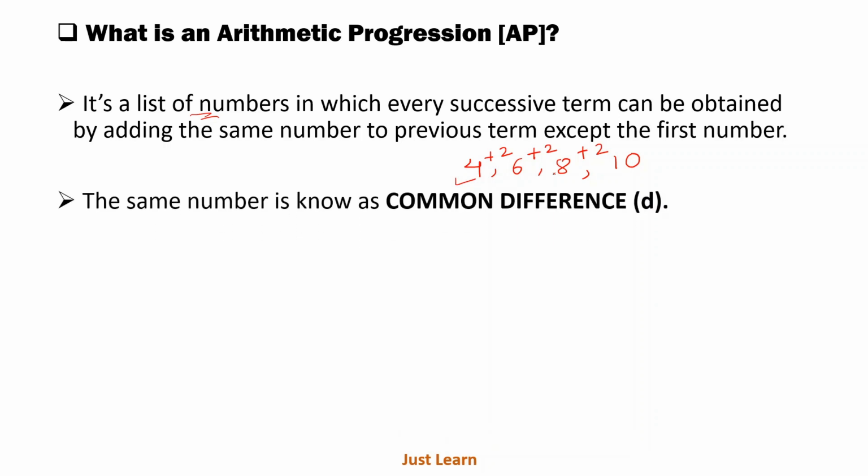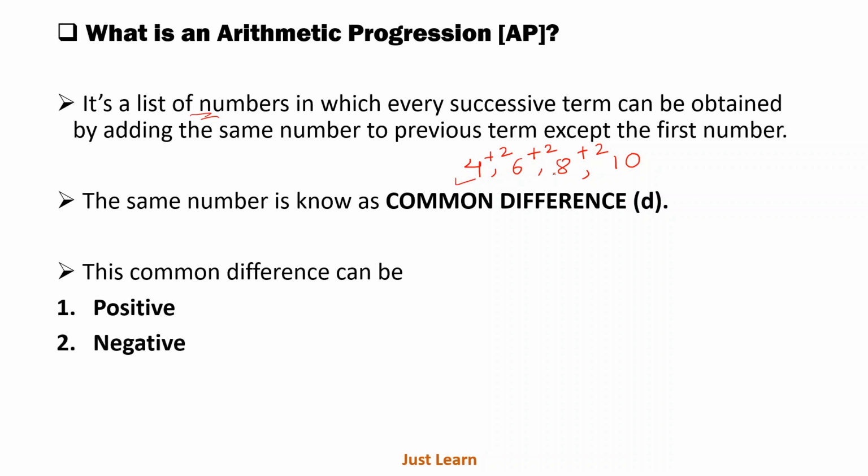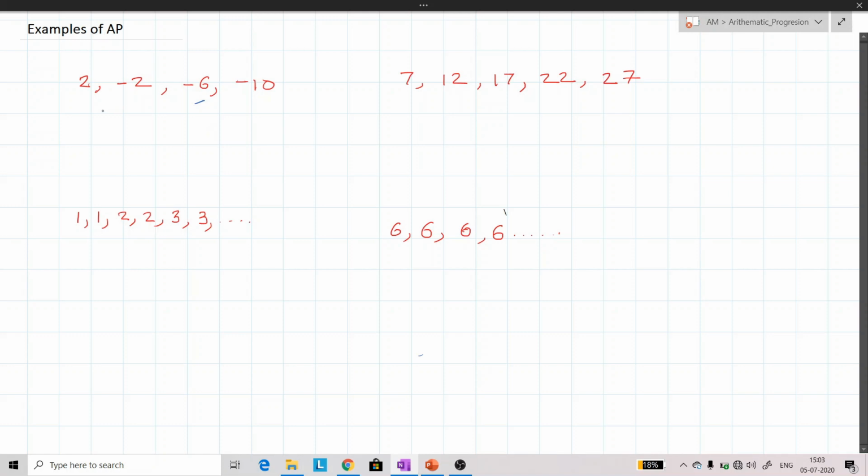So this example is an example of arithmetic progression. The plus 2 that you see in the above example is known as the common difference, and we will denote it as small d. This common difference can be a positive number, it can be a negative number, or it can be 0. So let's quickly dive in and solve a few more examples of an AP. So let's see some examples.